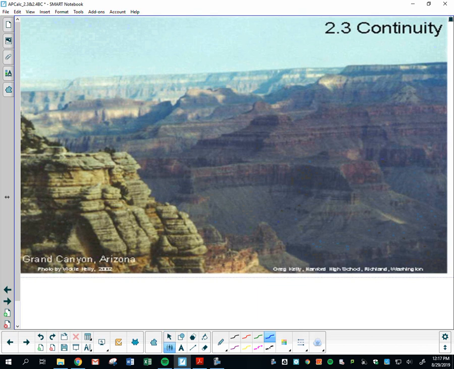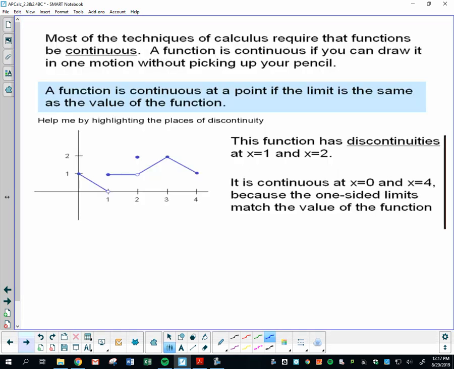2.3 is on continuity, continuous functions. This should be a repeat of what you had in class last year, Intro to Calc. We talked a little bit about continuity. Feel free to pause the video if you feel like there's anything important to write down, and I'll give you some of the highlights of very important things.